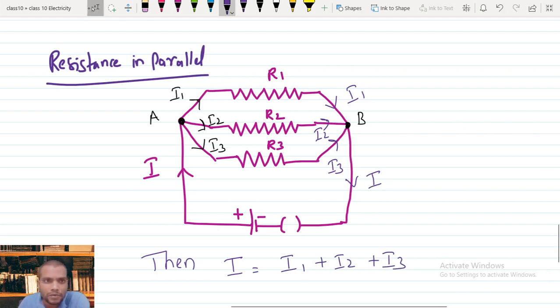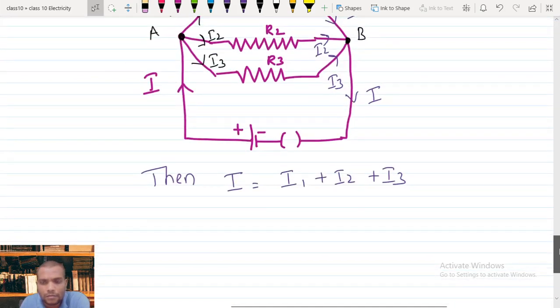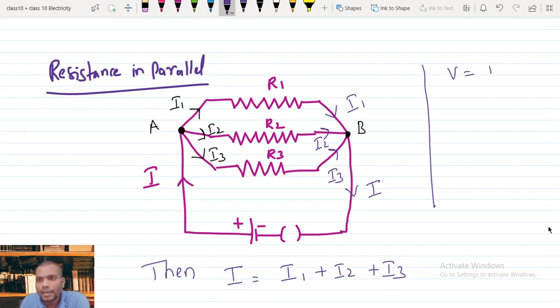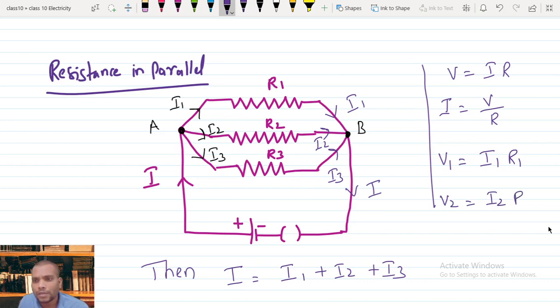So this is the expression for total current. Now from Ohm's law, we know that V equals IR. This is the standard Ohm's law. From this, what can I write? I equals V upon R. Similarly, across the first resistance R1, its voltage becomes V1, which equals I1 times R1. Similarly, across the second resistance, V2 equals I2 times R2, and V3 equals I3 times R3.